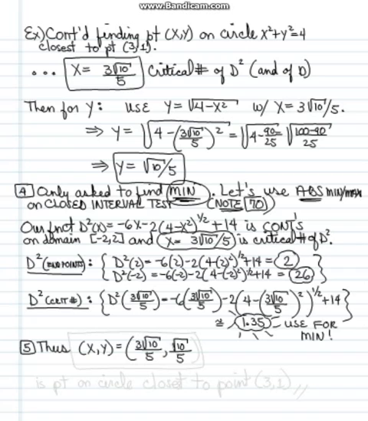Okay, conclude step 5. Thus the ordered pair (x, y) that's closest to the point (3, 1) has x coordinate 3 square root of 10 over 5 and y coordinate square root of 10 over 5.